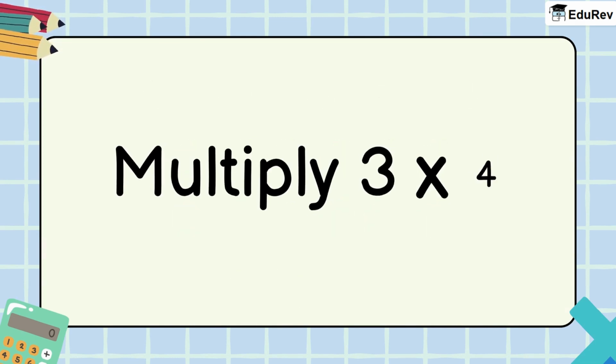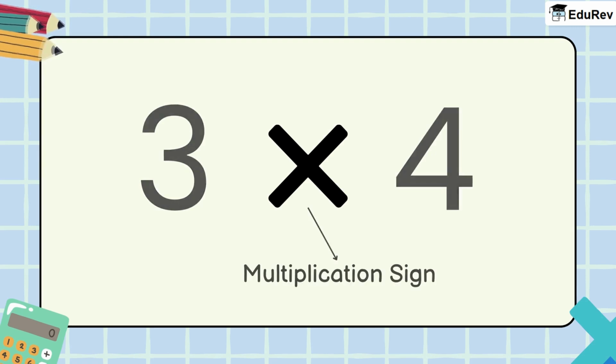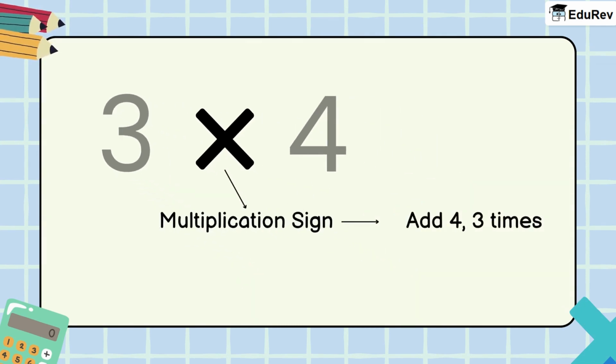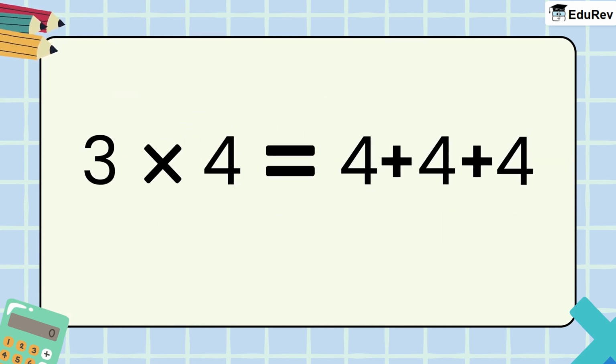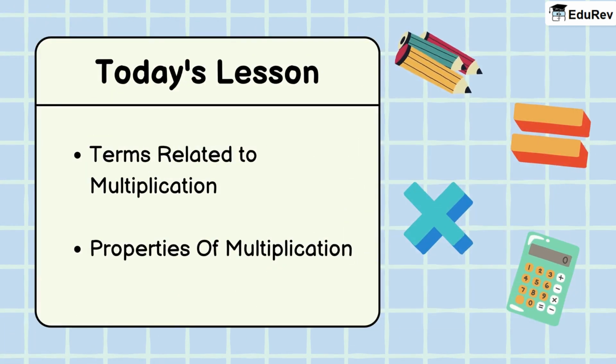You can multiply 3 by 4, which means 3 groups of 4. You write it like this, 3 times 4. The x is called the multiplication sign, and it tells us to add the same number as many times as the other number. So 3 times 4 is the same as 4 plus 4 plus 4, which is 12. Today, we are going to learn about some important terms related to multiplication and properties of multiplication.